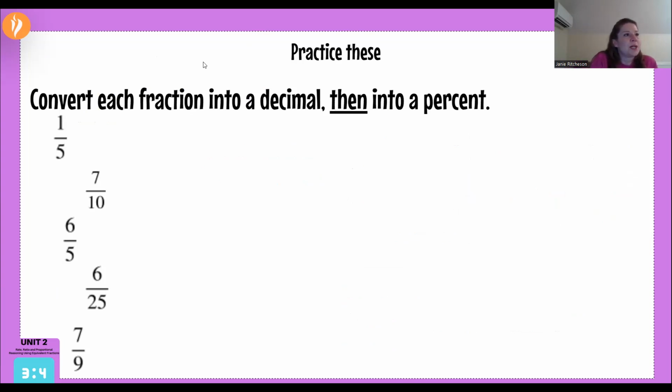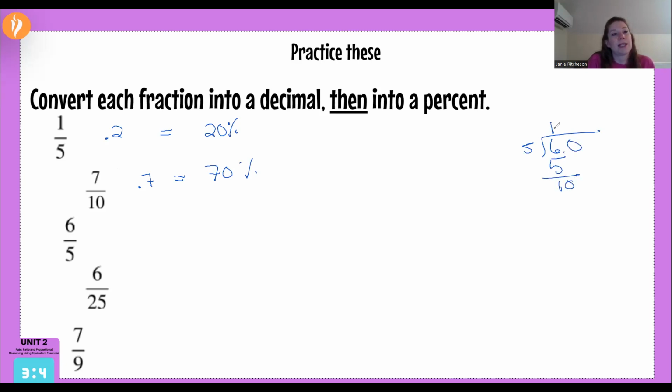All right, so the first one, if you divide 1 by 5, you get 0.2. And then 0.2 as a percent is 20%. Did you guys get that? All right, 7 divided by 10 is 0.7, which is equal to 70%. All right, 6 divided by 5, well, I know that goes once with 1 left over. So then that would be 1.2. And then turn that into a percent, we get 120%.